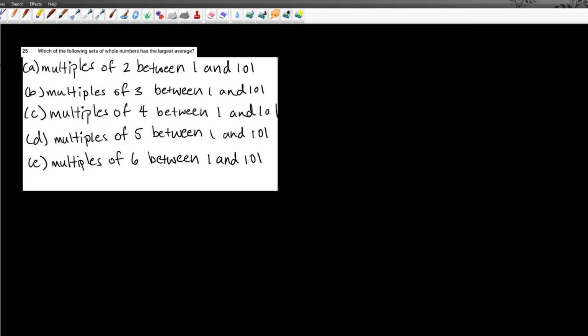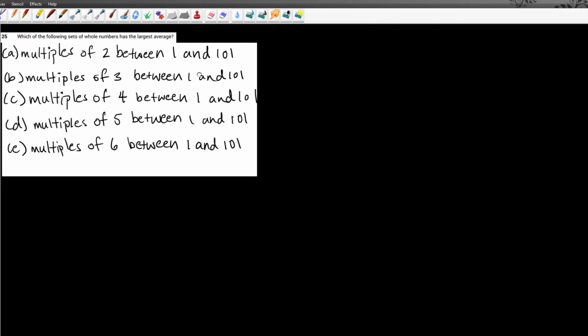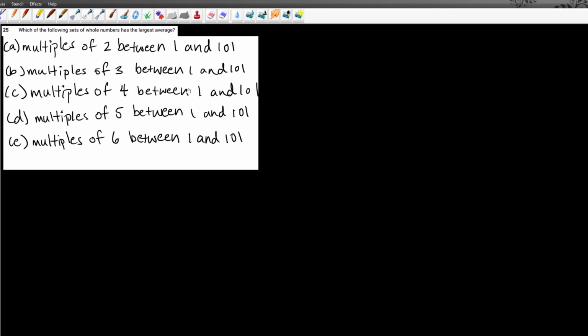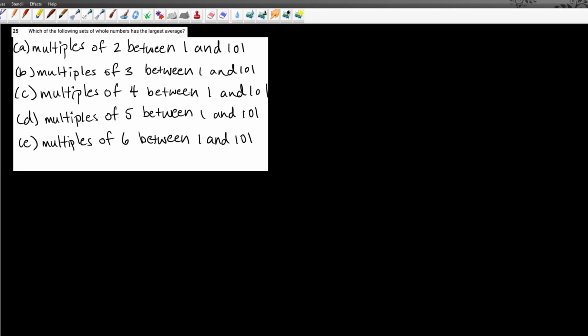Which of the following sets of whole numbers has the largest average? So we want to figure out which set of multiples has the largest average in the range of 1 to 101. So we have to do casework for all of these.